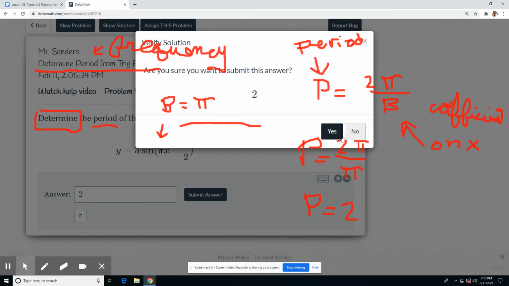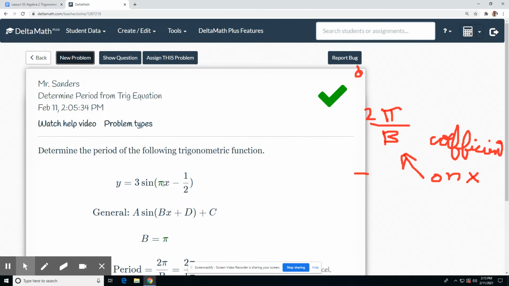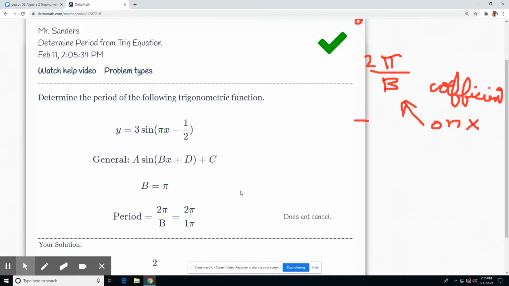Okay. Don't let any of the other numbers distract you. It's really important that we start trying to get used to this general form right here, because that's coming later when they start throwing everything at us. Right now, we're just focused on big B. And we've been talking about amplitude already.